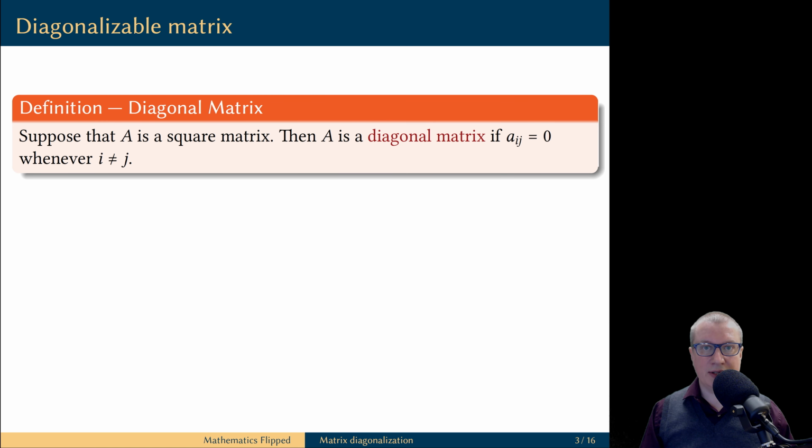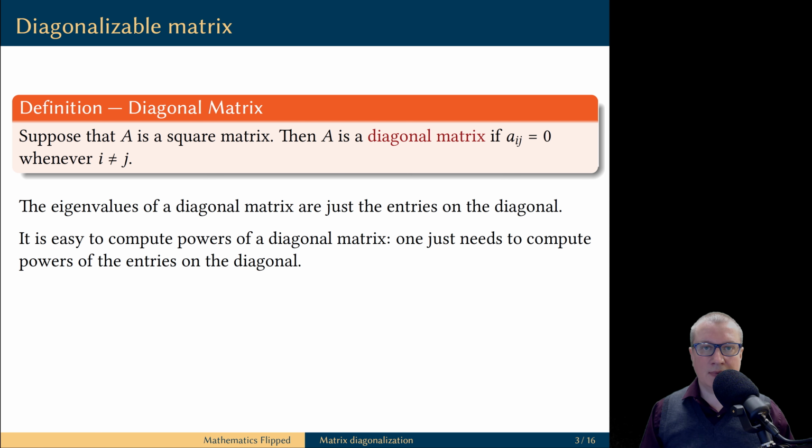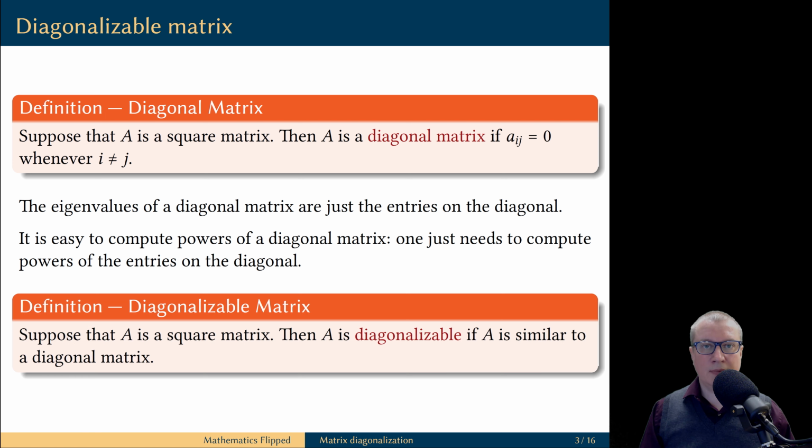First, let's formalize the definition of a diagonal matrix. A square matrix is diagonal if each entry in position ij is equal to 0 as long as i is not equal to j. There are several advantages to having a matrix in a diagonal form. First of all, you see right away what the eigenvalues are because they are the entries on the diagonal of the matrix. Also, it is easy to perform other types of computations with diagonal matrices. For example, to raise a diagonal matrix to a power, you simply raise all entries on a diagonal to this power.